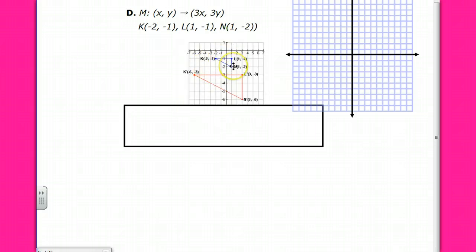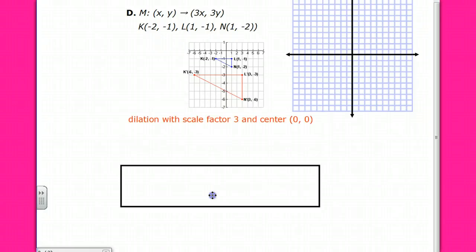Here's a little pre-image, and here is our transformed image. And notice what it has done. It's gotten larger, hasn't it? It feels like it's been stretched, and we call this a dilation with a scale factor of 3, given the center at (0, 0). Very awesome.